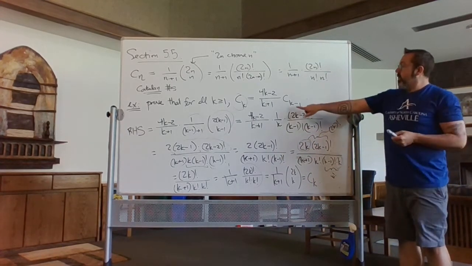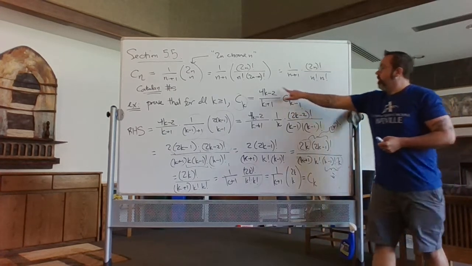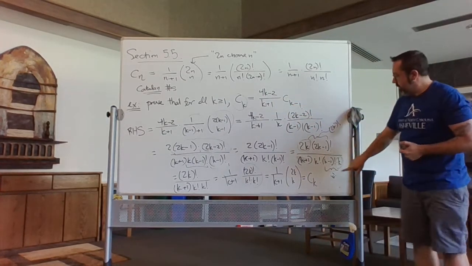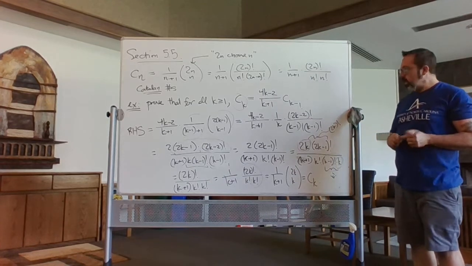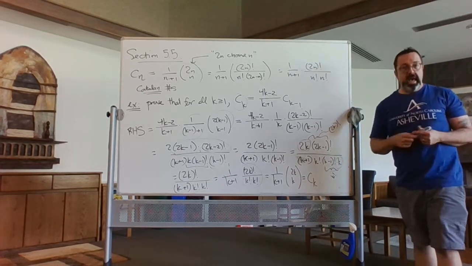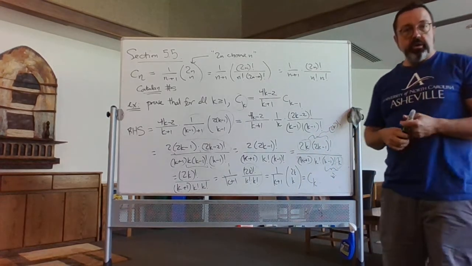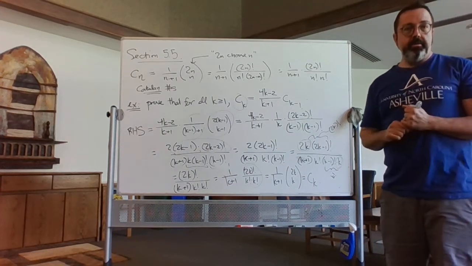And so starting with the right-hand side here, we were able to work this formula out until it became the left-hand side, which showed that this equation really does hold. We have a recurrence relation, or a recursive way of defining the Catalan numbers.